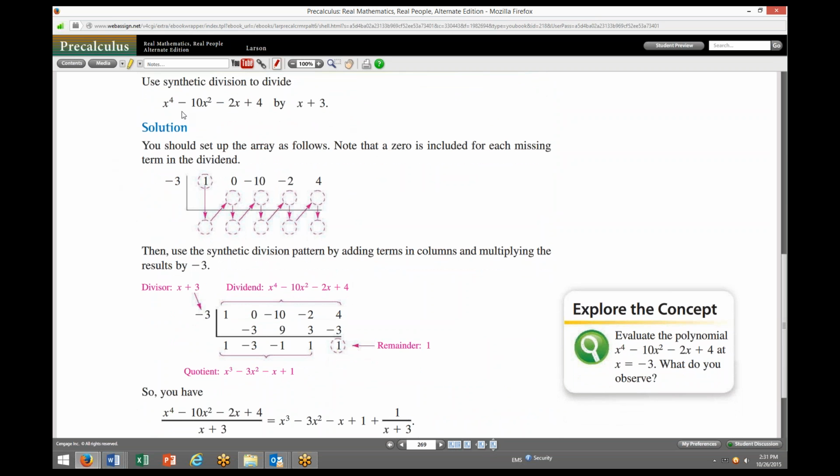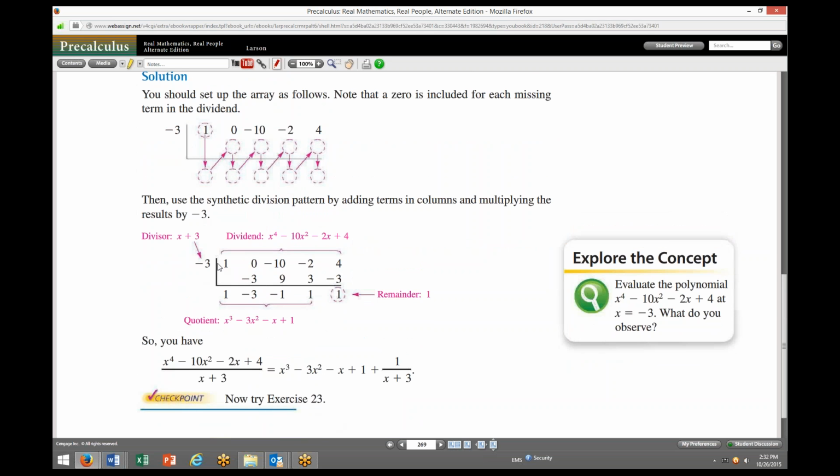We're missing an x to the third, so we have to put that in as 0. X to the fourth coefficient is 1. X to the third term is 0. X squared is minus 10. X is minus 2, and the constant is 4. And we're dividing by x plus 3, which is actually x minus a negative 3. And so that negative 3 is what we post out here as the divisor for our synthetic division. We draw the horizontal line here under the 1, 0, negative 10, negative 2, 4 line up here, and follow the procedure.